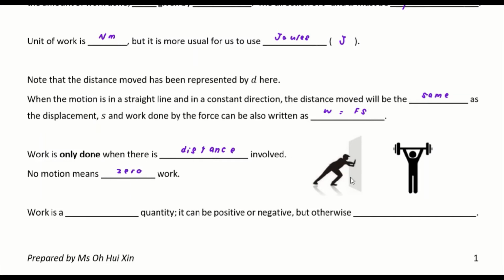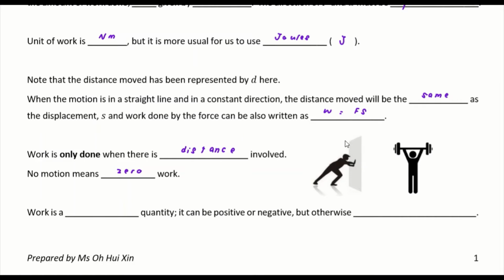For example, when you look at these two pictures, if this is a wall, this person is trying to push the wall. When you try to push a wall, you're pushing it very hard. There might be a lot of so-called effort that this person puts in to push the wall, but the wall doesn't move at all. So that's why the work is actually zero in mechanics.